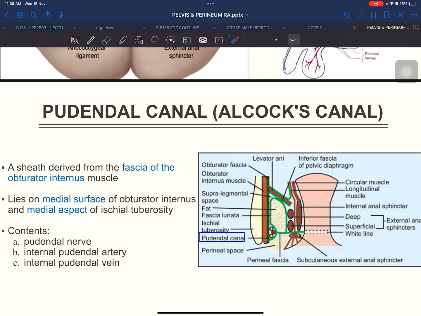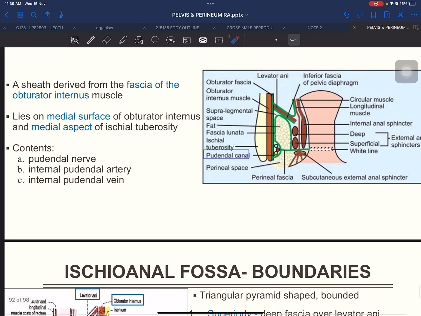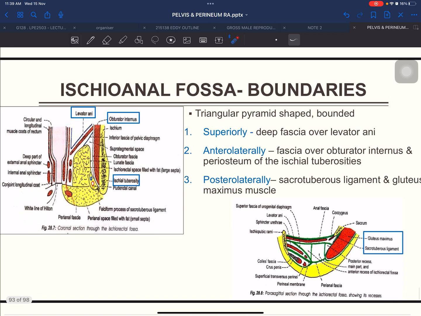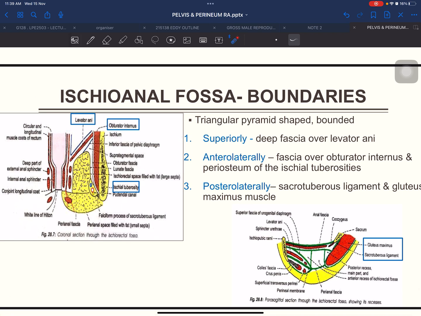So what are the boundaries of the ischio-anal fossa? Superiorly, the deep fascia over the levator ani. This is the levator ani. Anteriorly, the fascia over the obturator internus and periosteum of the ischial tuberosity. Anterolaterally, and posterolaterally, the sacrotuberous ligaments and the gluteus maximus muscle, extending to the back. The sacrotuberous ligament and gluteus maximus muscle form the posterolateral boundaries of the ischio-anal fossa.